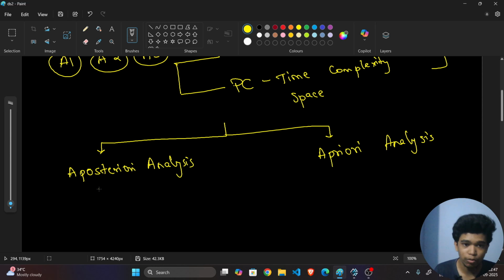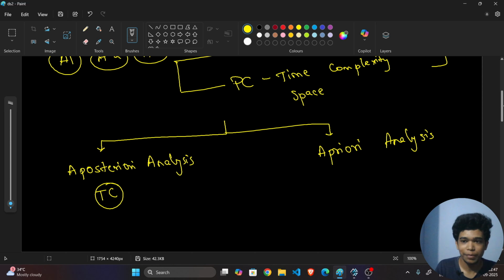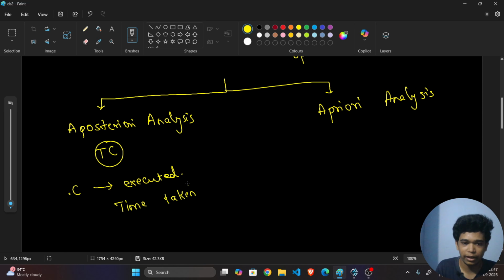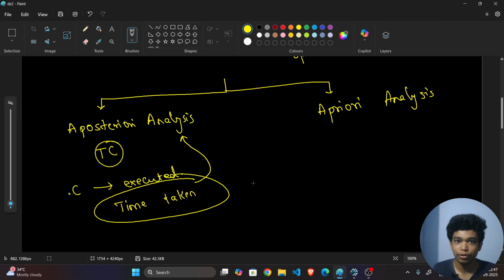First, in a posteriori analysis, to analyze the time complexity, we take some algorithm and turn it into code, for example, written in C language. Now I execute this, and while executing, I measure the time. So here comes the time taken. This is going to be my time complexity using a posteriori analysis. Can you understand this?